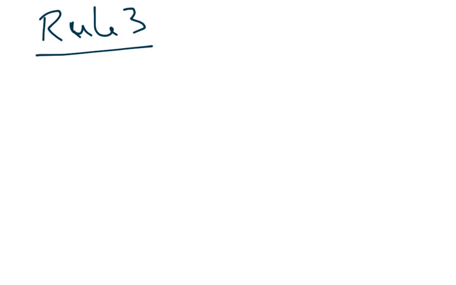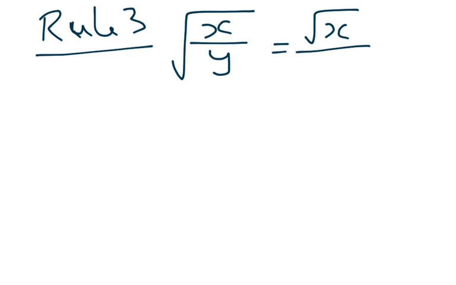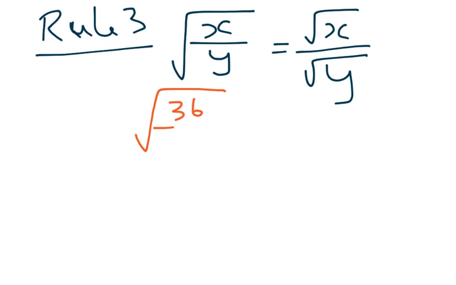Okay, so rule 3. Rule 3. And this rule is division now. So I'm going to say x divided by y. And we should be able to split these numbers up as well. Is root x divided by root y. Let's show you how that works with some numbers. So I've chosen to use x as 36 and y as 4. And if we look underneath the square root sign, we've actually got 36 divided by 4, which is 9, isn't it? And what is the square root of 9? Well, it's 3.